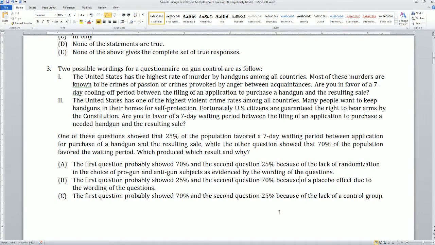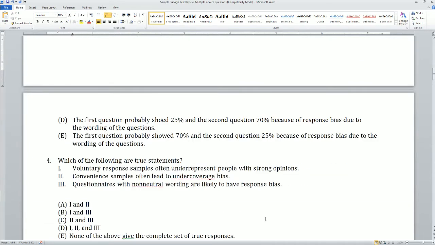D. Why do you say D? Because people are more in favor of getting a handgun for like their protection sake. Okay, but let's just look at the answer first of all, ignoring the numbers first: because of response bias due to the wording of the question. Is that a fair answer?